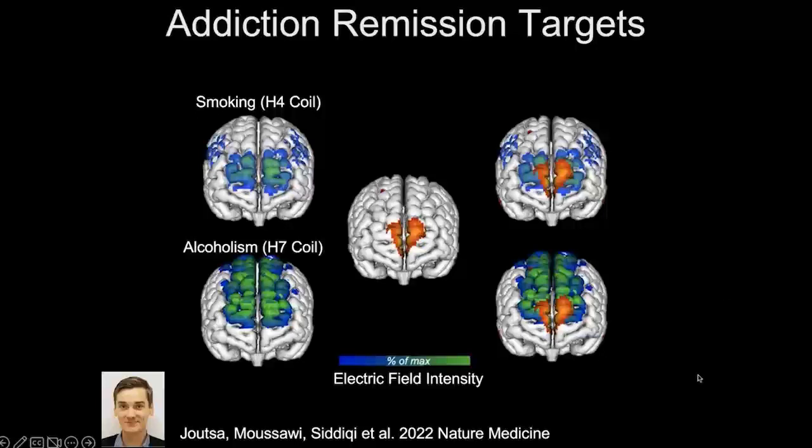And shortly after that, they came out with new data for a totally different TMS coil, suggesting some value in alcoholism. Now, in between their smoking trial and their alcoholism trial, they actually switched up their coil, and it's got a very different electric field distribution. However, it also hits this frontal polar cortex. And in fact, almost the only spot in the brain where their smoking coil and their alcoholism coil intersect is exactly where we would predict that excitatory brain stimulation might be effective. Next slide.